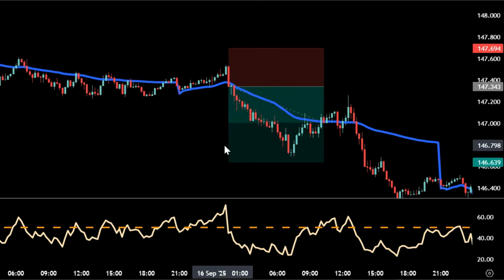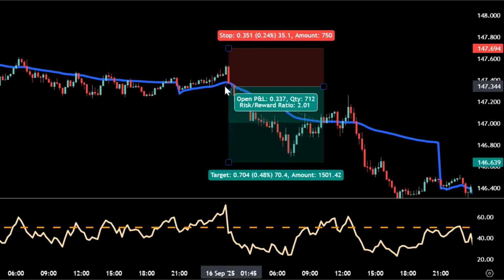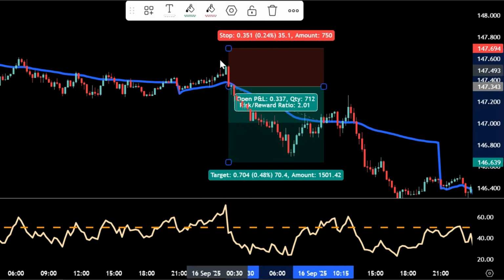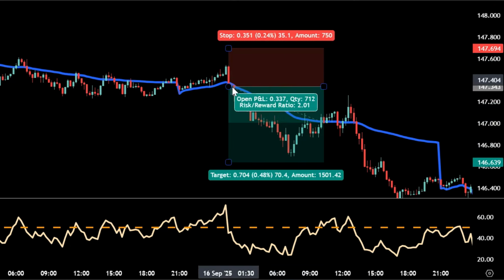The entry can be taken at the close of the breakout candle. For the stop loss, you can place it above the recent swing high. This keeps your risk controlled while giving the trade enough space to move. For take profit, set it at a risk to reward ratio of 1:2, meaning your profit target is twice the size of your stop loss. As you can see, the price moved down and reached our profit target.